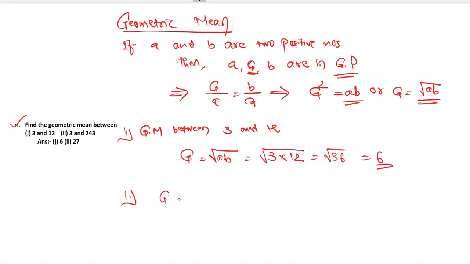What is the geometric mean between 3 and 243? 3 multiplied by 243 is 729, and root of 729 is 27. So geometric mean between 3 and 243 is 27. Very easy topic. The last topic, question number 20, the final solved example.